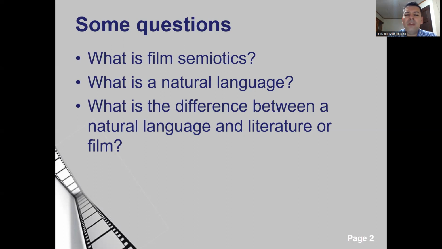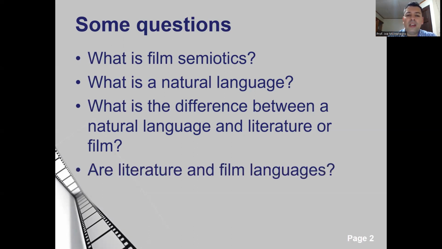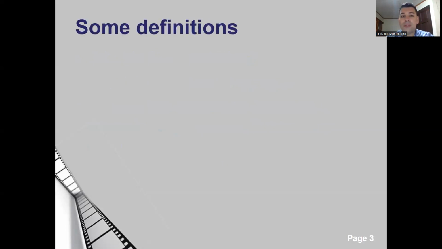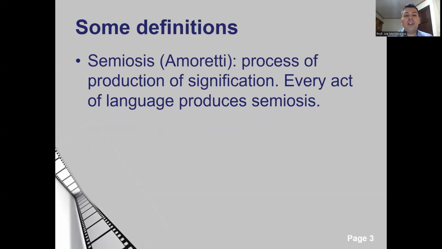We will try to go over this a little further. So are literature and film languages? The answer is yes. They're not natural languages, obviously, but they are forms of language. There are ways in which we can understand language too, in a more general sense. Now, a few definitions. I already went through semiotics, which is part of semiosis.